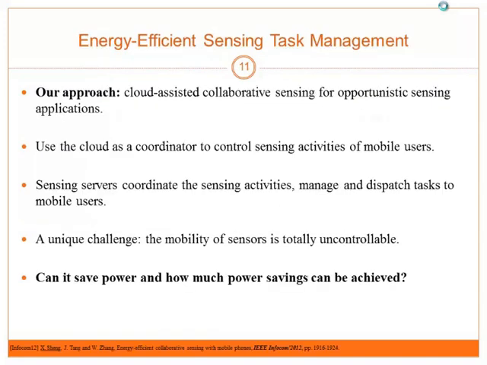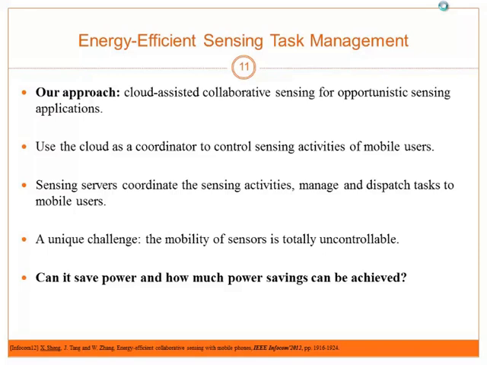So next I will talk about energy efficient sensing task management. Our approach, we call it cloud assisted collaborative sensing for opportunistic sensing applications. Just want to point out here, for participatory sensing, basically you can do nothing about the sensing scheduling, because the whole sensing activity is fully controlled by the mobile user. They manually control when, where, and how to perform those sensings. So this problem is only for opportunistic sensing applications. We propose to use the cloud, or more specifically, the sensing servers, as a coordinator to control the sensing activity of the mobile users.